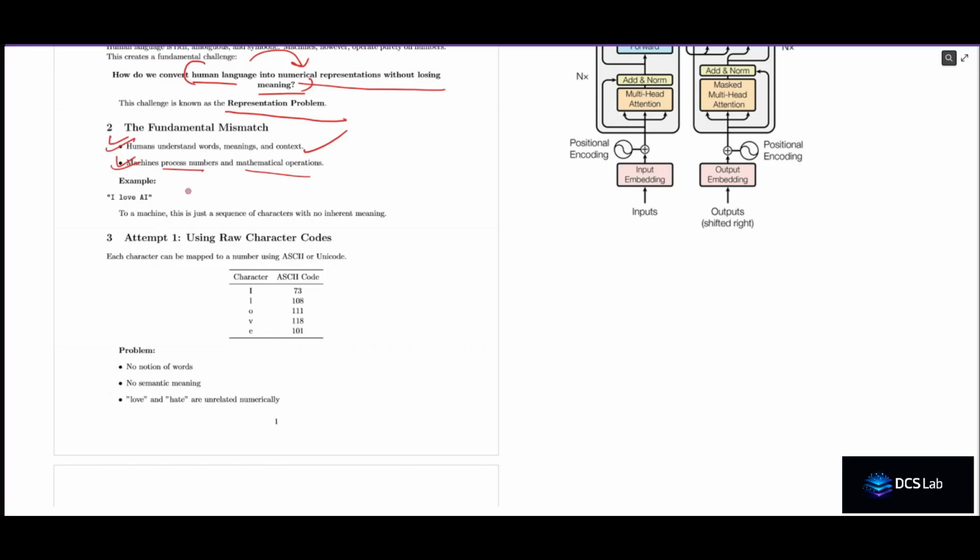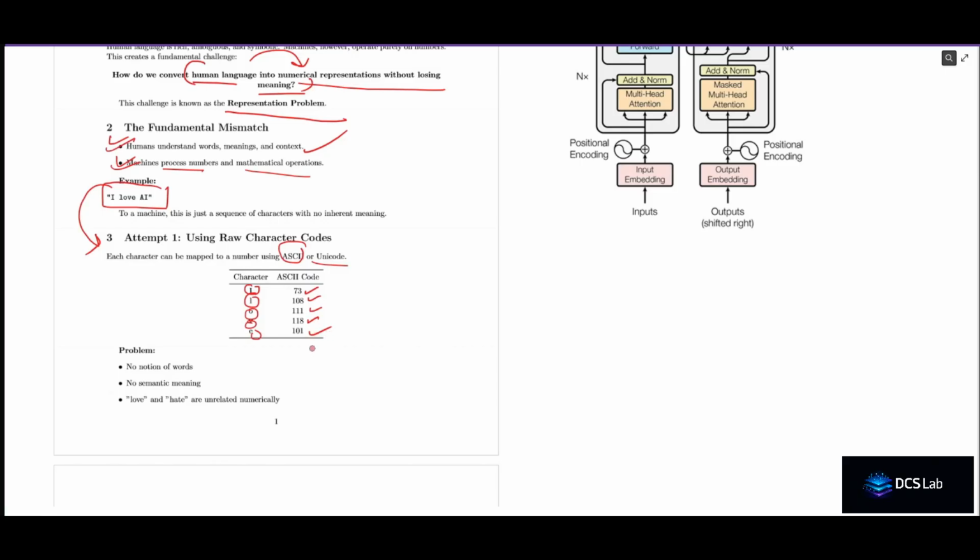Say, for example, there's a text, "I love AI." To a machine, this has no meaning. It is just a sequence of characters with no inherent meaning. So how do we make machines understand the meaning of this? Because machines understand numbers, can we have a numeric representation for it? The basic thing: can we map this to ASCII or Unicode? For every character, we have the corresponding ASCII code or Unicode, as you see here. Now they have a numeric representation.